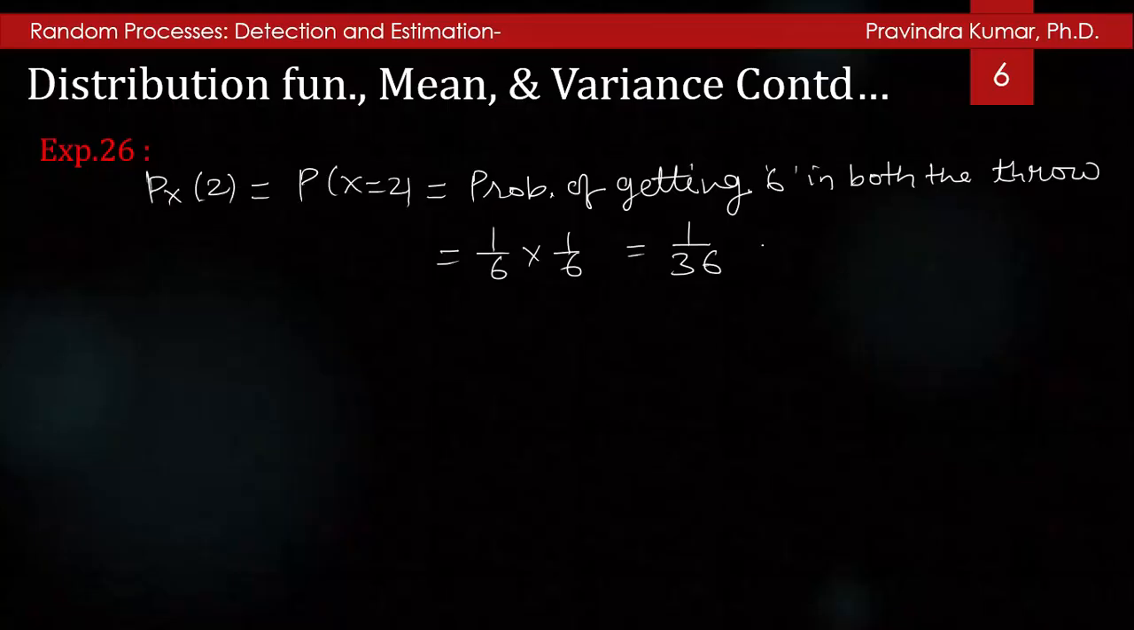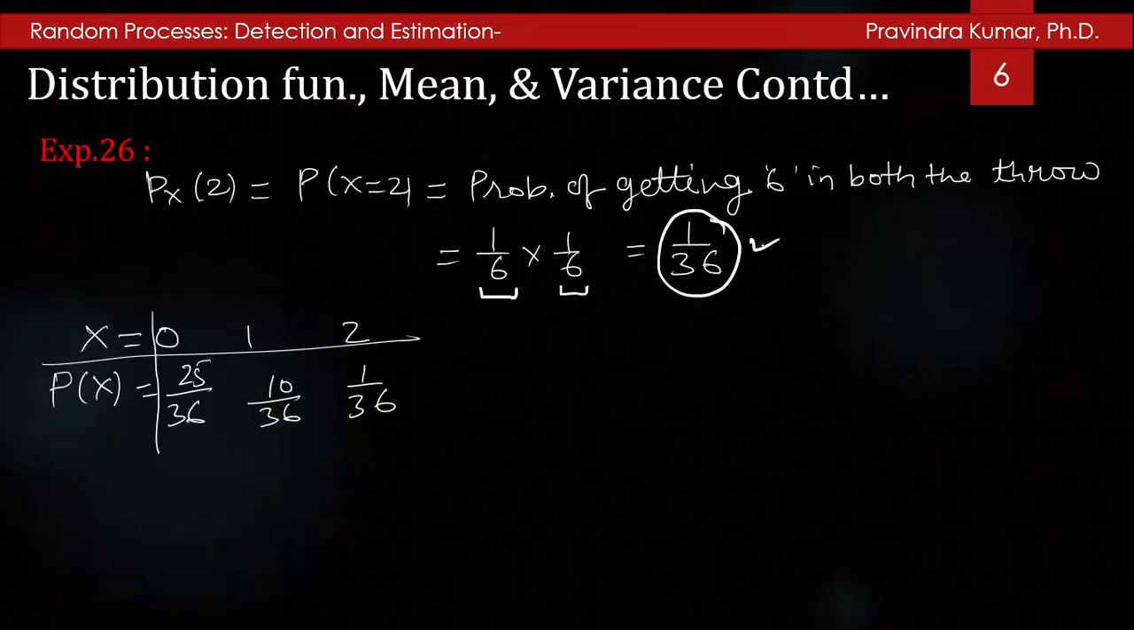Similarly, p_X(2) means the probability of getting a six in both throws. In the first throw the probability of getting a six is 1 by 6, and in the second throw it is 1 by 6. So the probability of getting a six in both throws is 1 by 36. If you want to sketch the plot of this PMF, the random variable has values 0, 1 and 2, and the corresponding probabilities are 25 by 36, 10 by 36 and 1 by 36. So I can plot this.